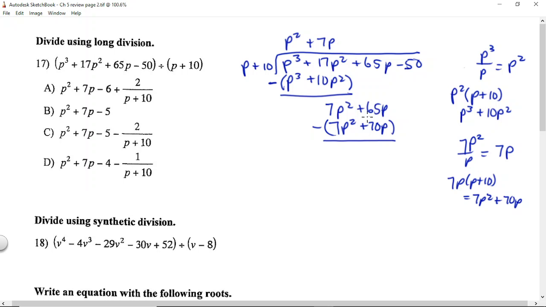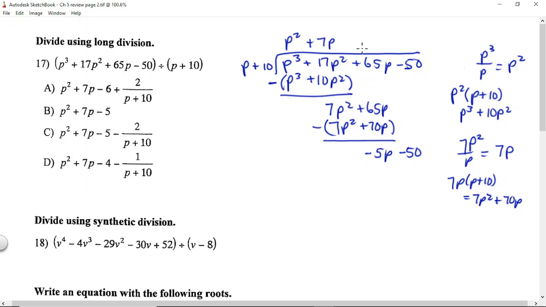We have 65P minus 70P. And we're kind of lucky here. We're not having negatives inside yet. I guess we won't have any. If we had minus and negative, of course, that would end up adding. But we don't. We have this time just 65P minus 70P, so that's negative 5P. Okay. And we will bring down the negative 50.